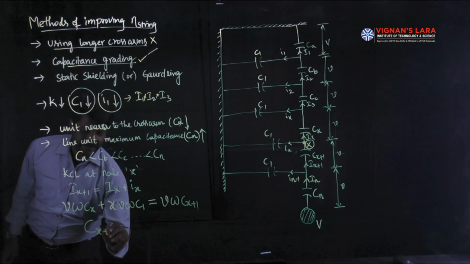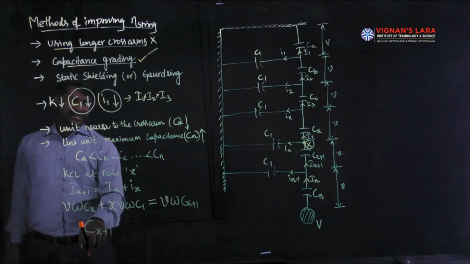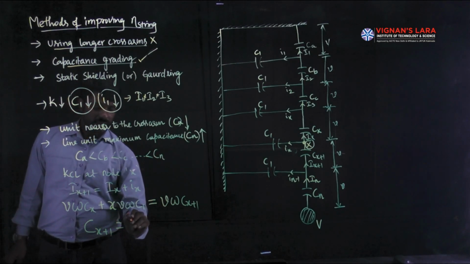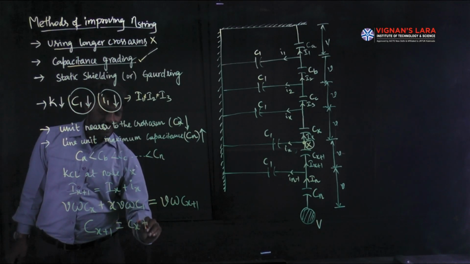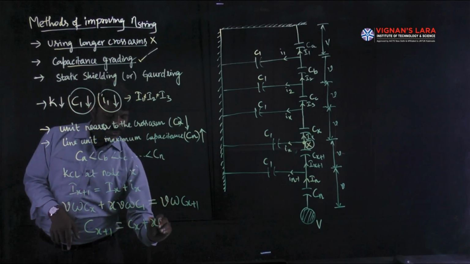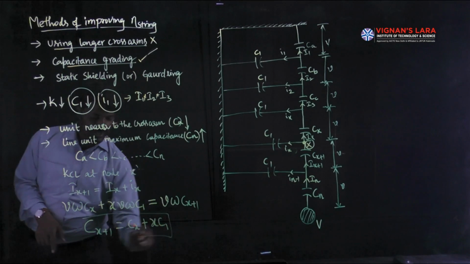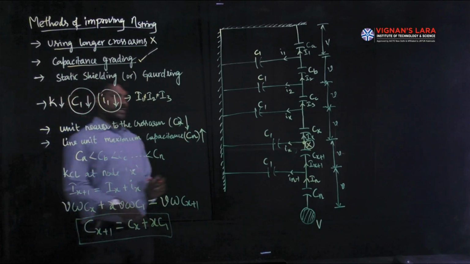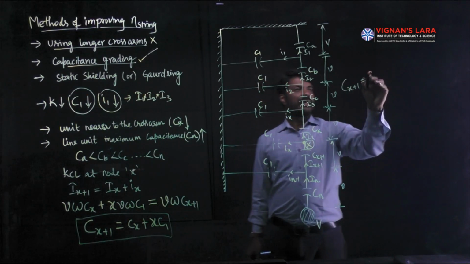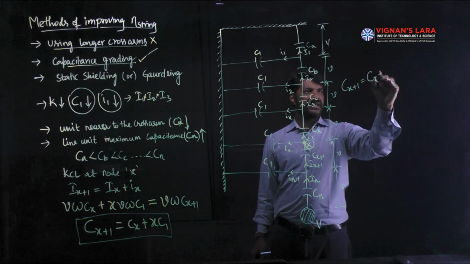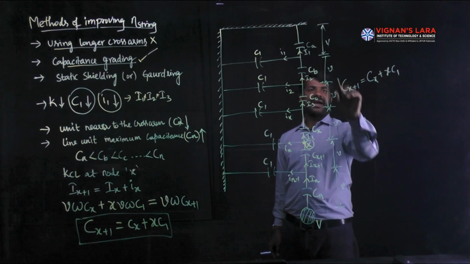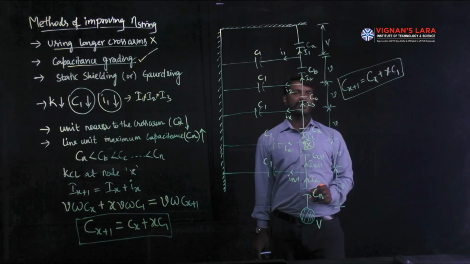Then how to grade the capacitance? The grading of the capacitance is done in such a way that the Cx plus 1th capacitance value will be equal to the Cx capacitance value plus, as V omega get cancelled on both sides, X times the shunt branch capacitance. This is how to grade the insulators with the basic formula: Cx plus 1 is equal to Cx plus X times the shunt branch capacitance C1. This is the magnitude for grading these insulators.